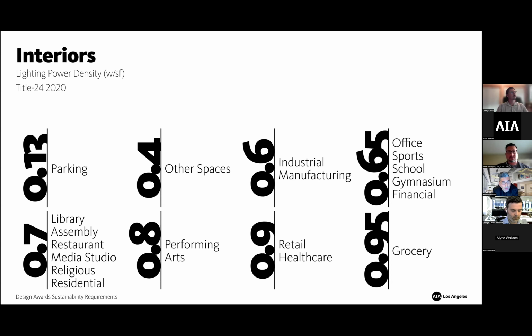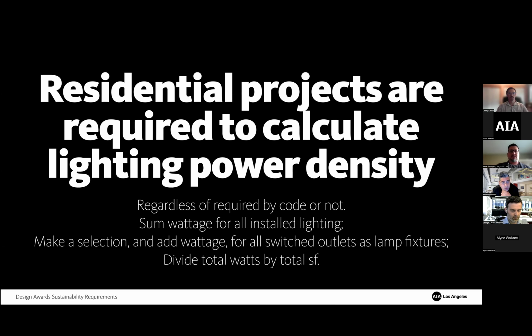And if we go to the next slide, I'm just going to reinforce it. Residential projects are required to calculate the lighting power density. So regardless of whether it's required by code or not, you're going to sum all of the wattage for installed lighting. And then, because I know this is how residential works, you're going to make a selection and add the wattage for all those switched outlets that you're intending to use as lamp fixtures. You're going to divide that total watts by your total square footage.